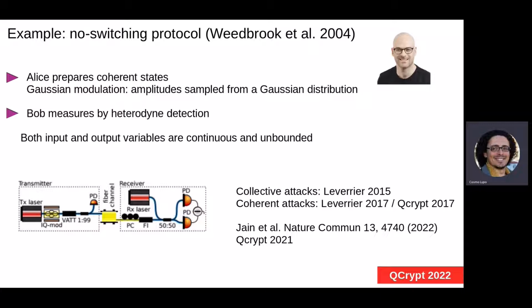For this particular protocol, we have a lot of important results on the theoretical side. We have security proven against collective attacks by Leverrier in 2015 and lifted to coherent attacks in 2017. This was presented at QCrypt a couple of years ago. There have also been a lot of experimental demonstrations of this protocol. In particular, one was published just a few days ago in Nature Communications, and another was presented last year at QCrypt.